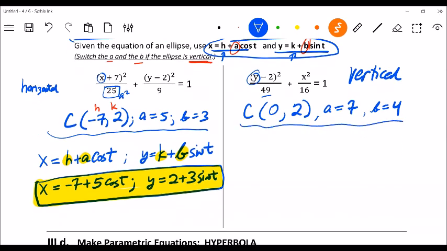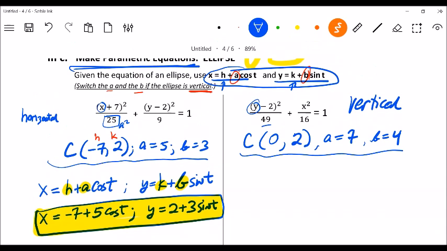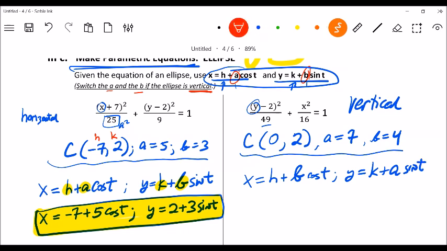Now, given that, we are going to write the formulas, but this time we're going to switch a and b. So x equals h plus b cosine t, and y equals k plus a sine t. So these changes are due to vertical. I'm just going to say vertical because you now understand what that means.